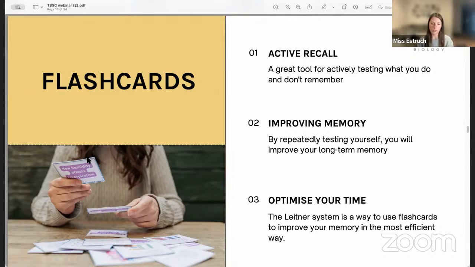So reading a book is not active recall, because you're testing, do you understand the information you're reading? You weren't testing, did you remember it? Because you've already read it now. So in terms of the sorts of things you can do, yeah, flashcards, brilliant.